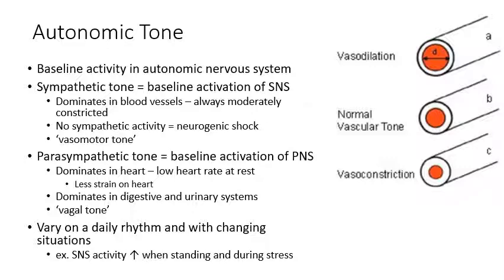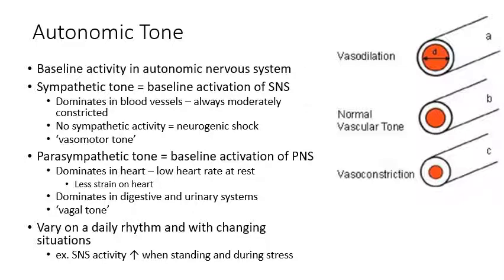Another term for this, for the baseline activation of the SNS in your blood vessels, is vasomotor tone. So the vaso there refers to the blood vessels. Motor refers to the muscle constriction in them. So vasomotor tone is the baseline level of constriction in your blood vessels that's caused by the baseline activation of the SNS, or your sympathetic tone.